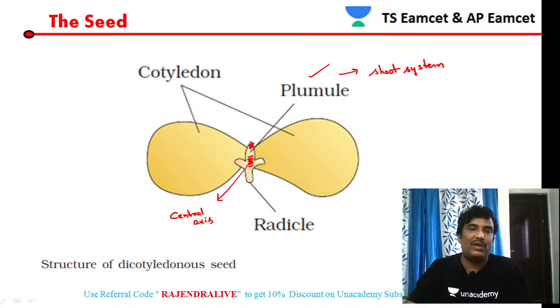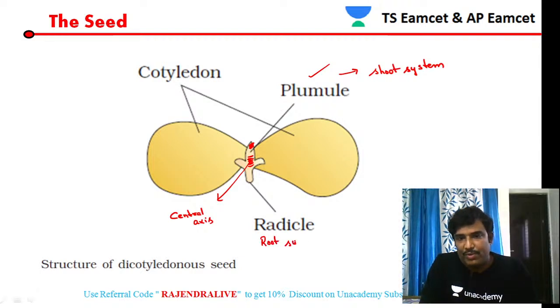What does the plumule develop into? When the seed germinates, above the central axis the plumule gives rise to a shoot system. Below the central axis we have the radicle. The radicle develops into a root system.